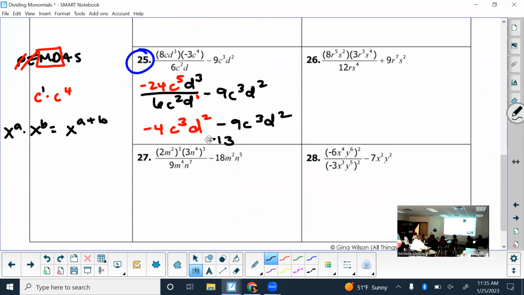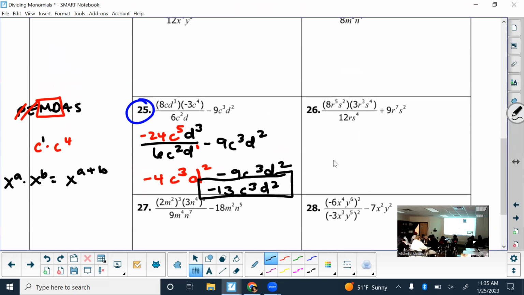So negative 13 is negative 4 minus 9. And then you leave the variable part alone in that rule. All right, combining like terms. Just combine the coefficients, don't change the variables or exponents. Questions there? All right, then I'll have you try 26, because that one is pretty similar to that one. Try 26.